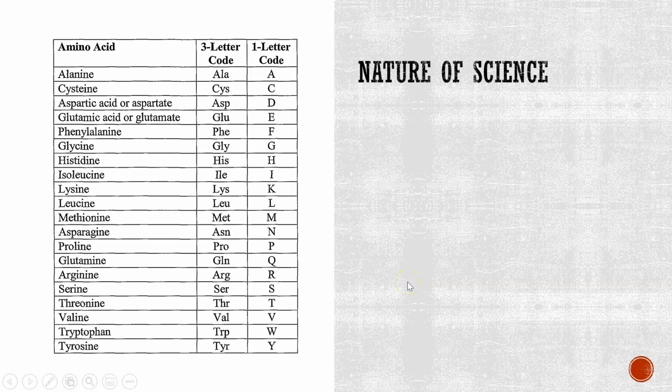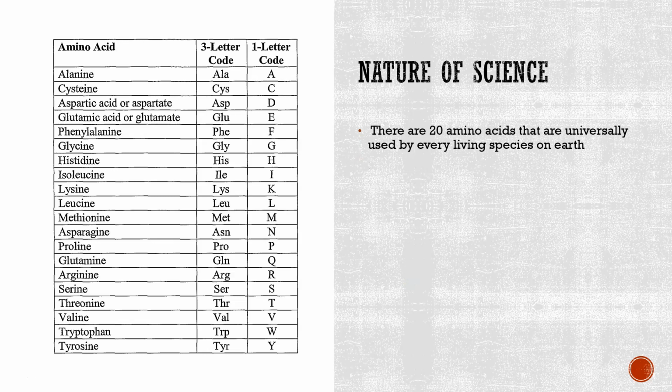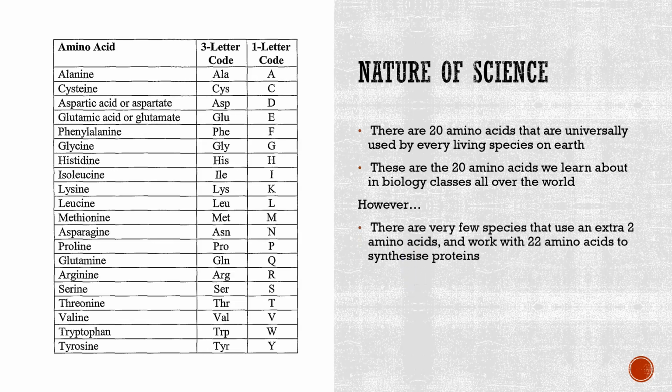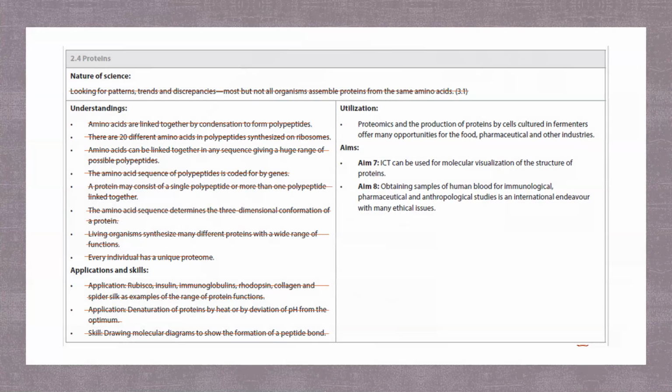The nature of science. On the left-hand side, you've got a table of the most common amino acids. There are 20 amino acids that are universally used in every living species on the earth. These are the 20 amino acids we learn about in biology classes all over the world. However, there's always a however, there are very few species that use an extra 2 amino acids and work with 22 amino acids to synthesize their proteins. These are rare and unusual, but they do exist. I feel some people may be doing a little research now.